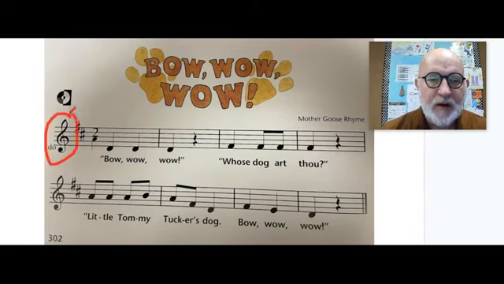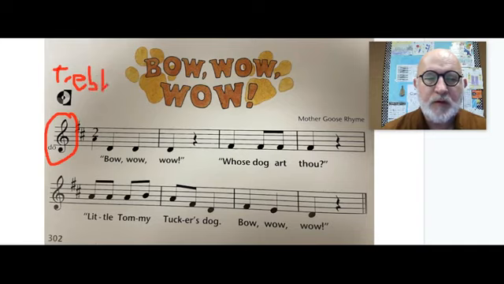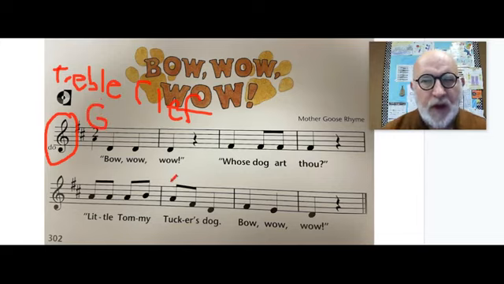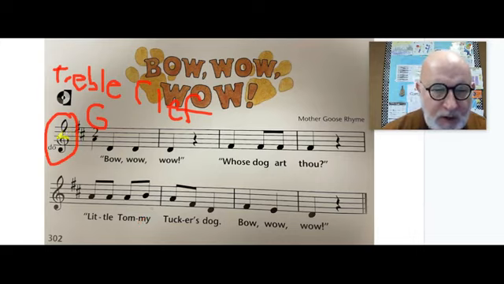Well, right here is the treble clef. Oh, it's hard to write with this. Treble. Clef. And what's the other name for treble clef? The G clef. And you're thinking, oh my, why is it called the G clef? Well, because this little line, this circle part of the treble clef identifies the note on this line as G.